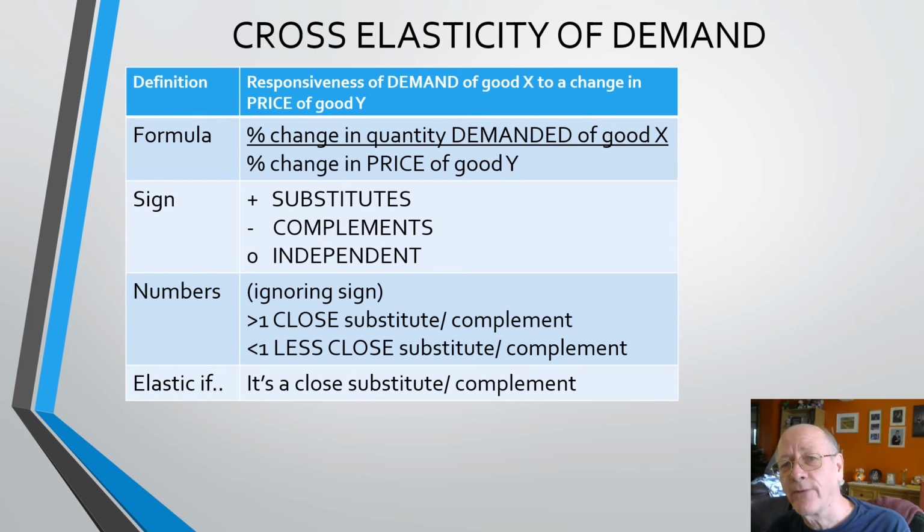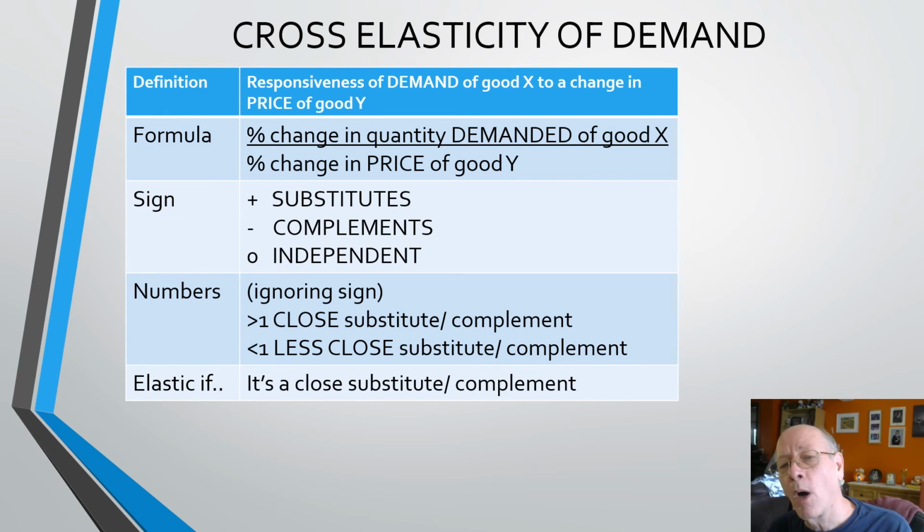Cross elasticity of demand formula: the percentage change in quantity demanded of good X divided by the percentage change in price of good Y. Now, there are three possible outcomes you can get from the sign. If the goods are substitutes, then an increase in the price of one leads to an increase in demand for the other. So the sign is positive. For example, if the price of beef goes up, people are likely to buy more lamb.